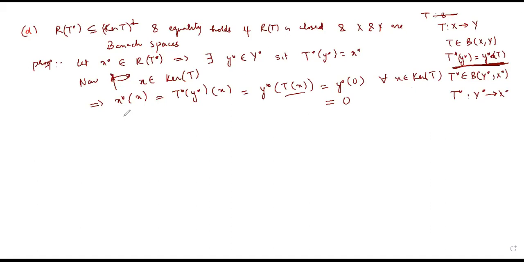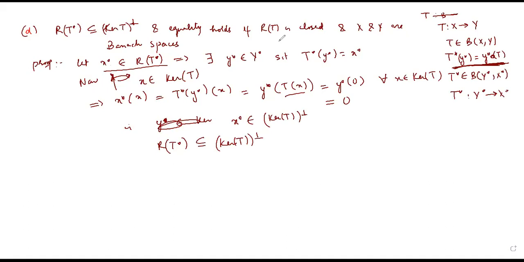So therefore range of T star would be contained in the collection of annihilators of kernel of T. So therefore I can say that Y star belongs to, no sorry, galat hai, X star. X star belongs to the annihilators of the kernel. I had started with X star belongs to range of T star, so therefore range of T star must be a subset of kernel of T, the annihilator. Okay, yeah, एक minute.